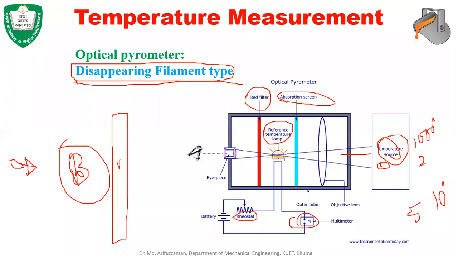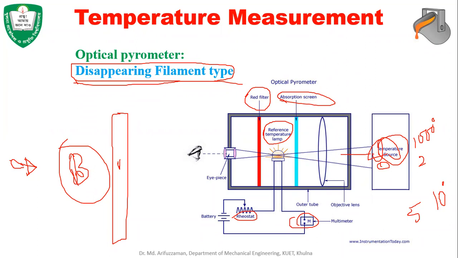That means this filament actually disappears, and the radiation passes from this filament through the red filter. You can only see redness, a very small wavelength of the spectrum, and the radiation that is coming from this source, the temperature source, is also red. And you compare the redness of these two. Once these two are adjusted, this filament will disappear, and you record the voltage.